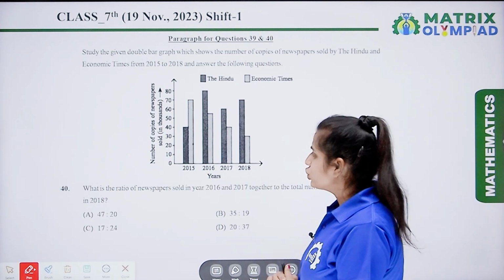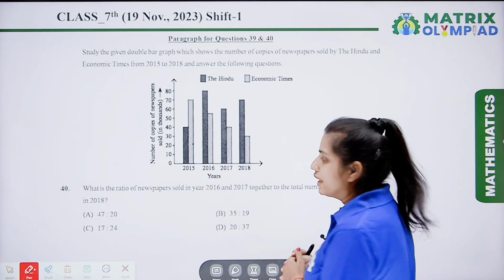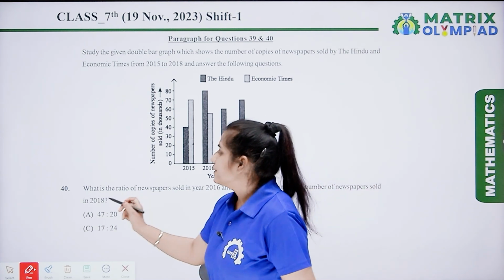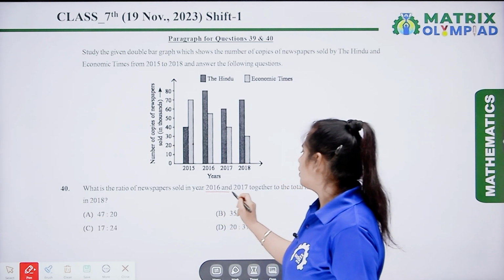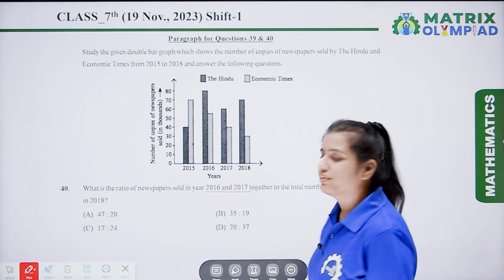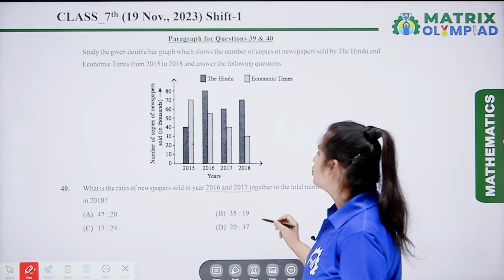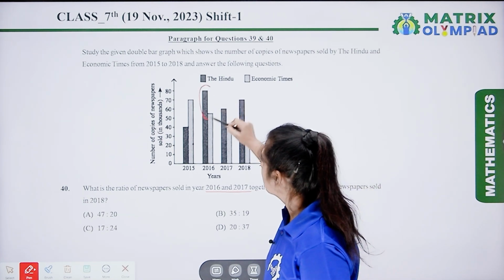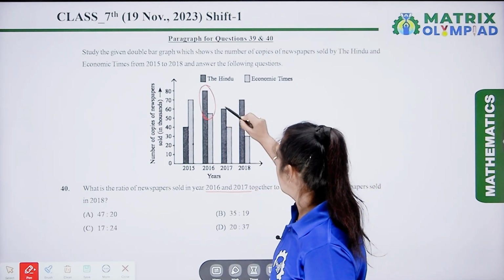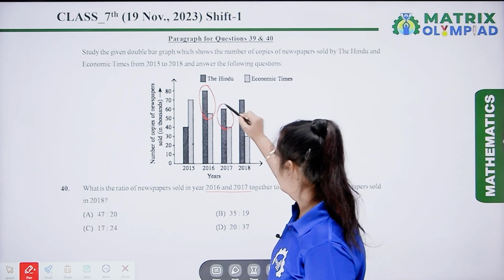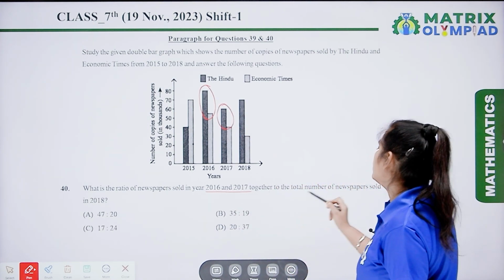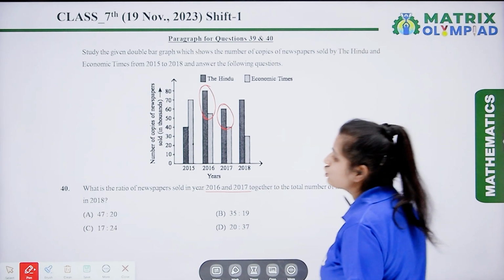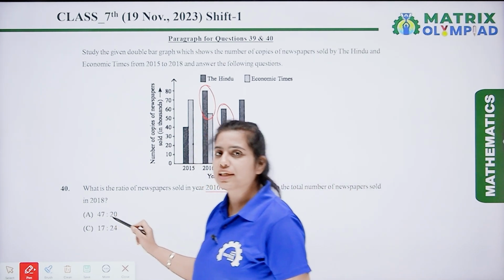Now the next question is question number 40. In this question it is said, what is the ratio of newspapers sold in year 2016 and 2017 together to the total number of newspapers sold in 2018.